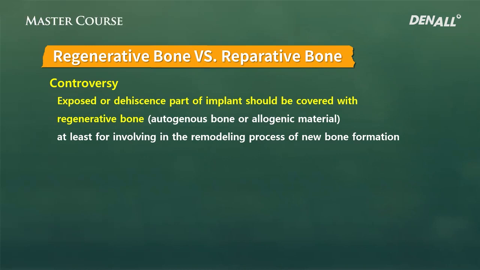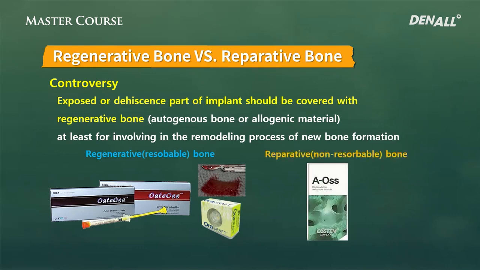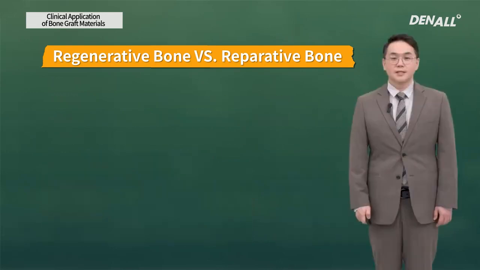Rather than using one type of bone material in order to grow bone near the implant, the exposed or dehiscence part of the implant should be covered with the regenerative bone. Allograft or xenograft needs to be used on the outer side. So two different healing pattern bone materials are mixed together.